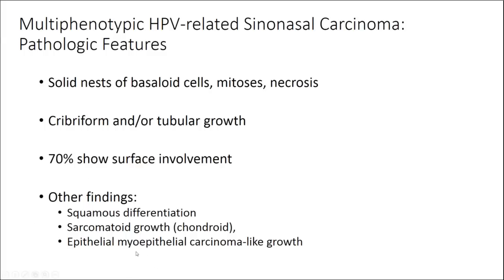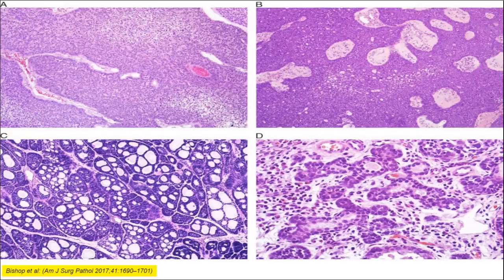Interestingly, they mimic salivary gland type carcinomas, so that's something to think about if you're dealing with a sinonasal malignancy that looks like it has salivary gland type features. And these are some pictures taken from Dr. Bishop's paper in 2017, just to show you the varied histology that you see with these lesions.